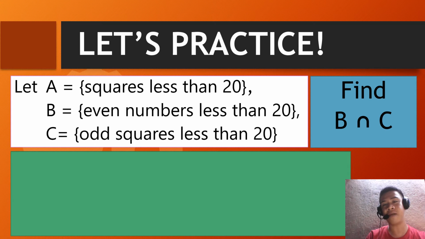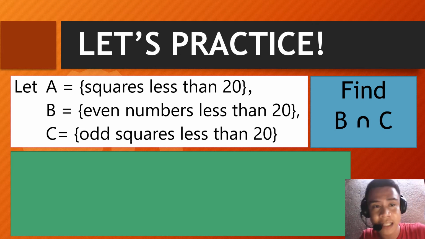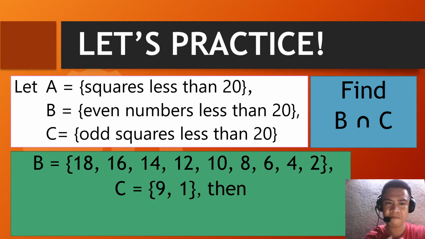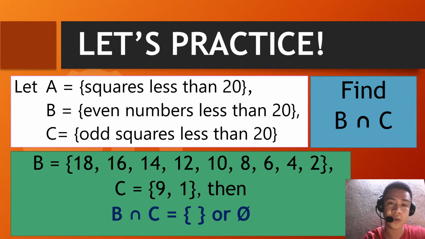Next, find B intersection C. Pag sinabi namang intersection, that is kung ano ang makikita both sets. So, common. Ano nga ba ang commonalities ng dalawang sets? Okay, set B. Set B is even numbers naman, less than 20. We have 2, 4, 6, 8, 10, 12, 14, 16, and 18. Hindi na po mabibitin si 20 kasi nga sabi dito less than. Next, we have set C. Hinahanap is only odd squares less than 20. And that is 9 and 1.